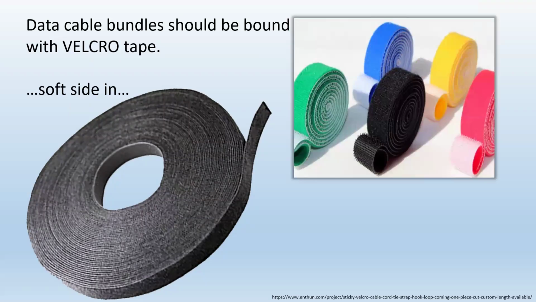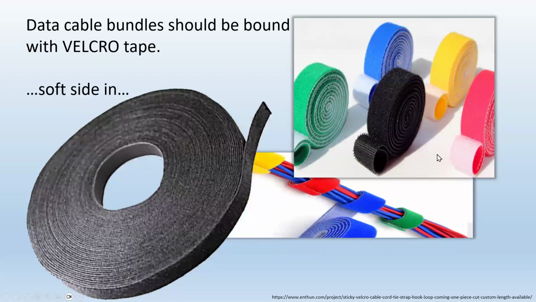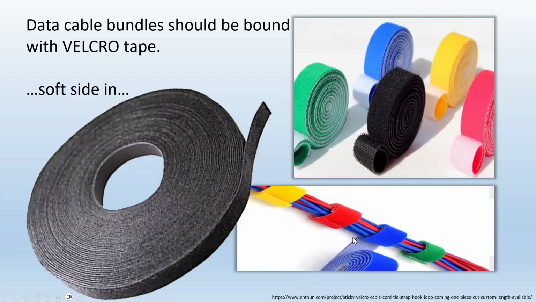of Velcro. You can buy Velcro in bulk with this width, whatever it is, half an inch, 3/4 of an inch, or you can buy it 2 inches wide, which also works nicely if you want to mount some lightweight devices right on the wall. But here's an example of binding data cables with Velcro.